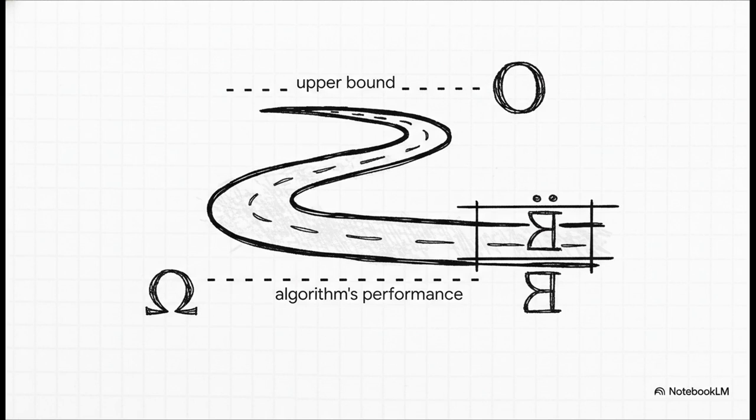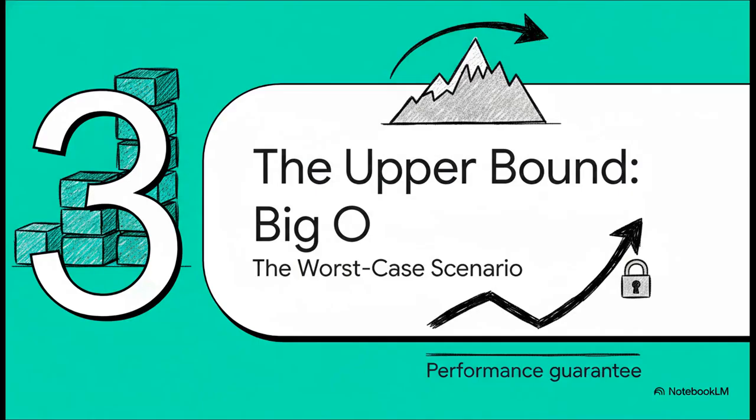There's big O, which is all about the worst case scenario. Then there's big omega, which describes the best case. And finally, big theta, which is the most precise of them all. You can think of them as giving an upper, a lower, and an exact speed limit for our code. Let's start with the most famous one of the bunch, big O.